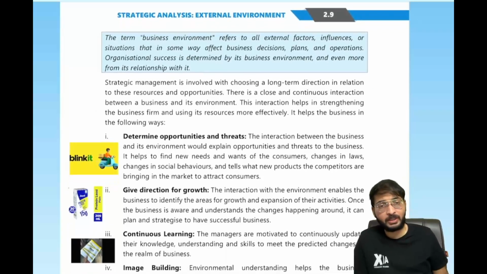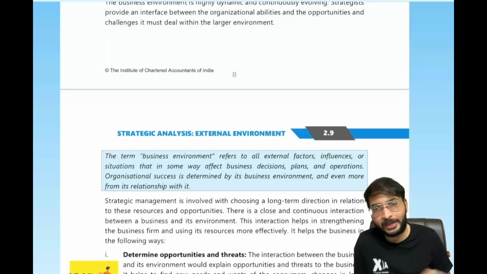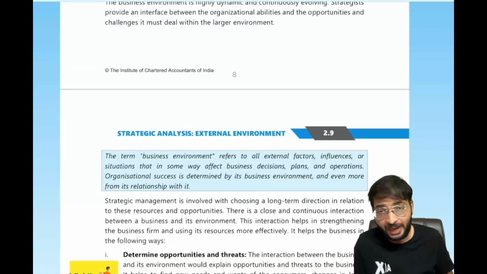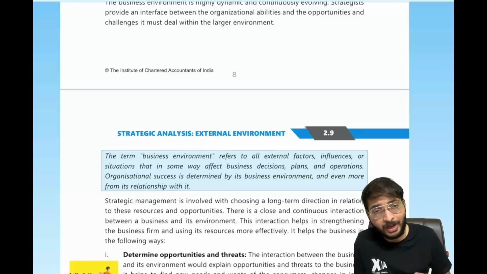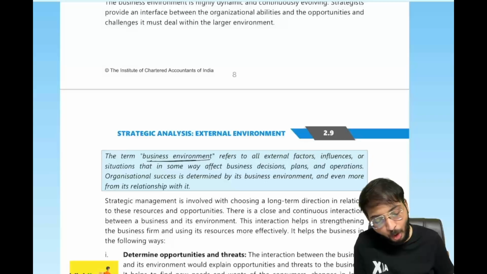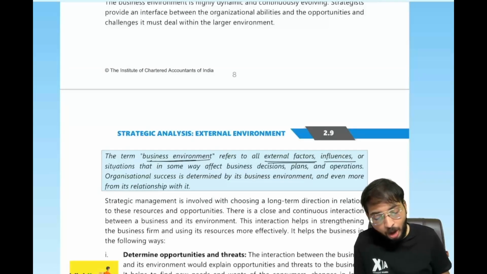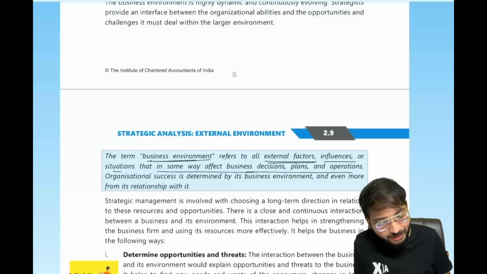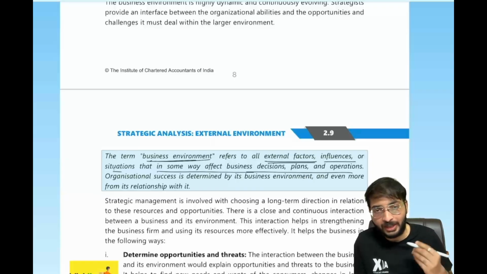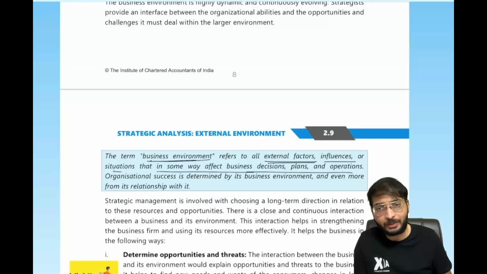Come directly to page number 2.9. What I have told is, businesses do not operate in a vacuum. So they need something called what? Environment. Now we are learning a term called business environment. Business environment is the environment in which the business operates. Simply, it refers to all the external factors which are not in your hand, their influences or the situations which affect your business decisions, your plans, your operations. All the external factors which affect your decision come under business environment.